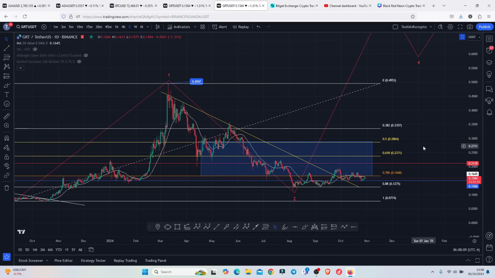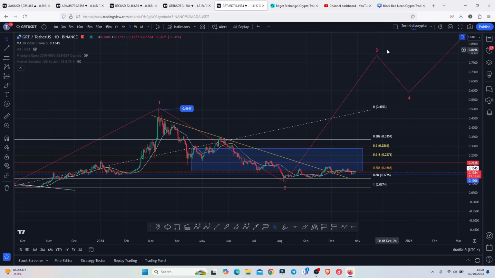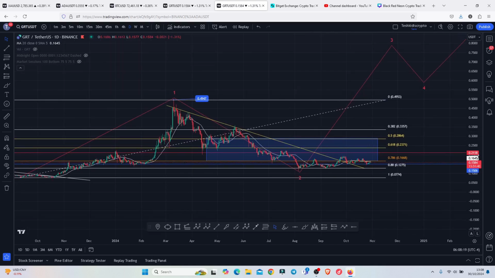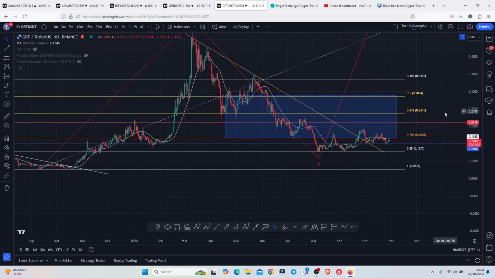And there are high chances that we have a low in place for that wave 2, and an impulsive movement to the upside in a wave 3 is now imminent. But we also need to have in mind that for that impulsive movement in a wave 3 to play out, we need to continue holding above the fib level 0.88, and that is above the 0.1275, which is the last line of support on the Fibonacci's.